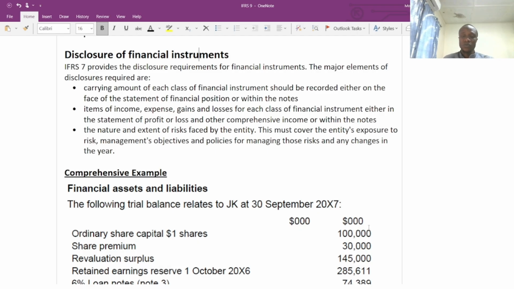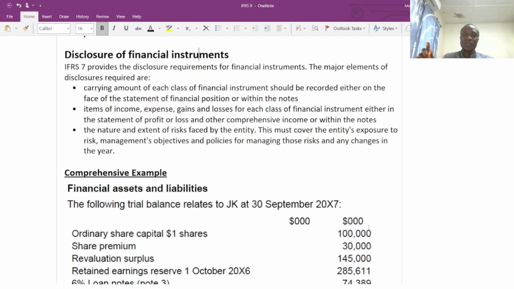Very simple. For financial assets through P&L, you are going to account for it under the statement of profit or loss. Through other comprehensive income, you are going to account for it under comprehensive income. Amortized cost depends on the two tests, the cash flow test and the business model test. This must cover the entity's exposure to risks, management objectives, and policy for managing those risks and any changes in the year. So basically, what you need to know about disclosure is you need to show every bit and piece of the transaction within the financial statements.